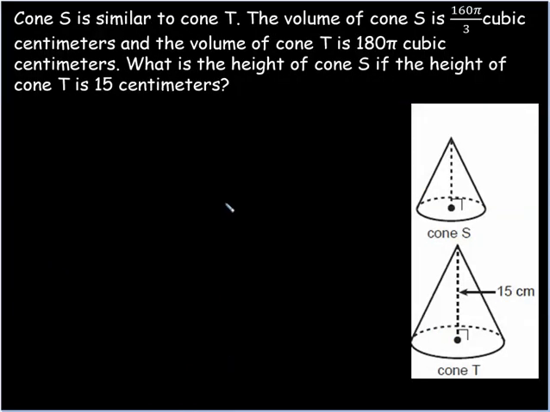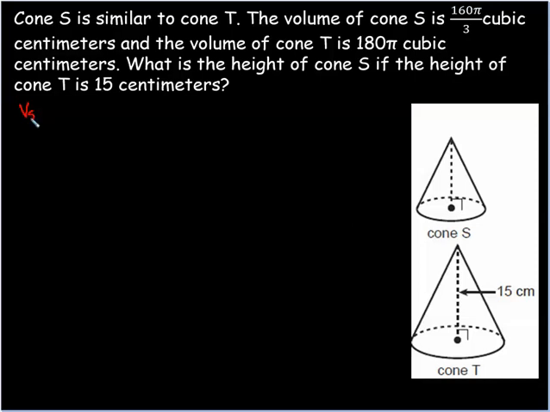Cone S is similar to cone T. The volume of cone S is 160 pi over 3 cubic centimeters, and the volume of cone T is 180 pi cubic centimeters. What is the height of cone S if the height of cone T is 15 centimeters? So let's check this out. We're still going to use that same formula, that volume ratio, and here's how we're going to set it up.